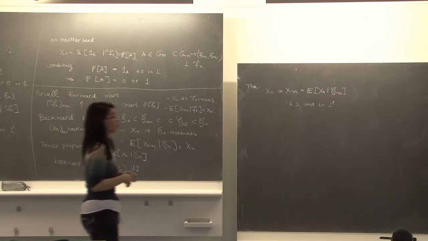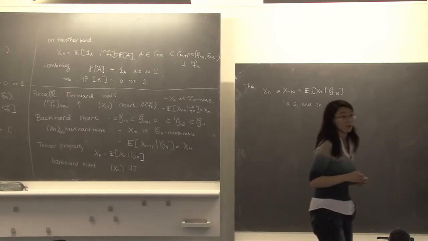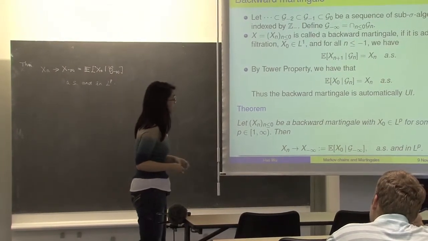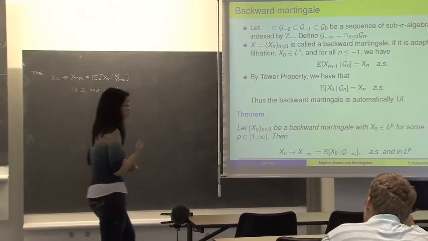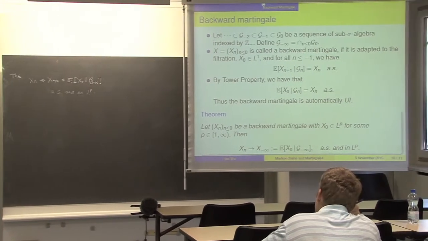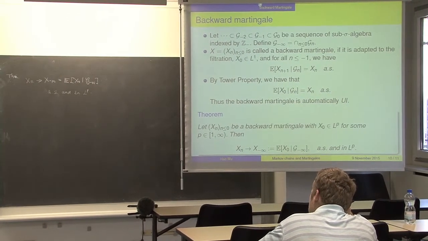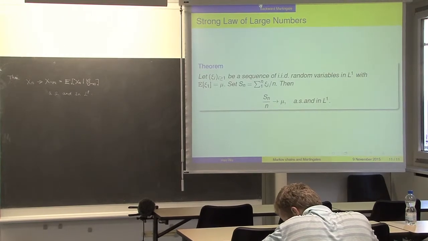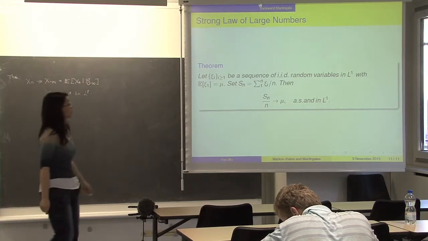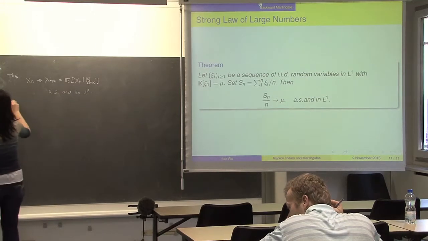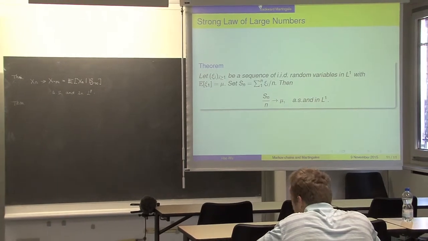Okay, so this is the backward martingale. All the convergence theorems for forward martingales are also true for backward martingales. I summarized them here, and you can check after the lecture item by item, since the proof works exactly the same. Then by the convergence for backward martingales, we can give a new proof for the strong law of large numbers.